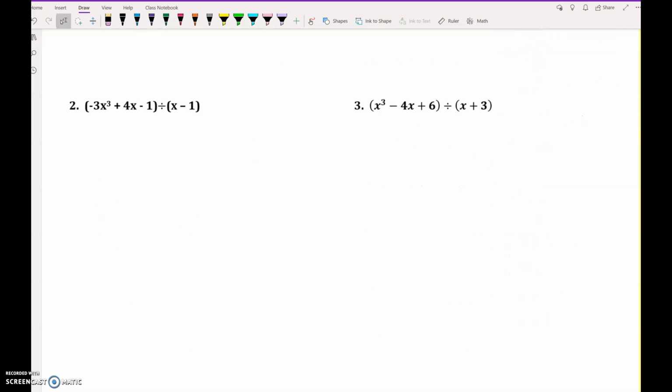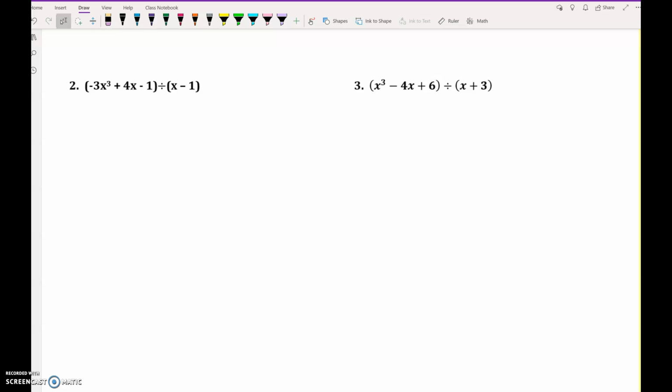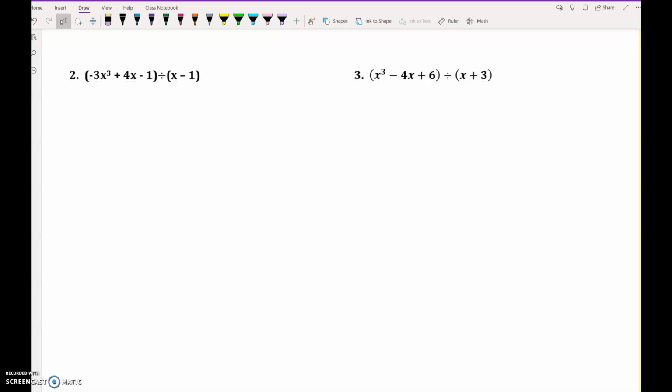All right, we're going to go kind of backwards. We're going to start with example 3. I know this is weird, but sorry, whatever. So example 3, we are doing x to the third minus 4x plus 6 divided by x plus 3. There's one kind of screwy thing with long division. You cannot have any missing terms. If we start with x to the third, we need to have a spot for x to the third, a spot for x squared, a spot for x, and a spot for a number.